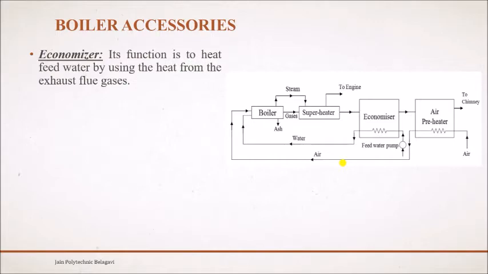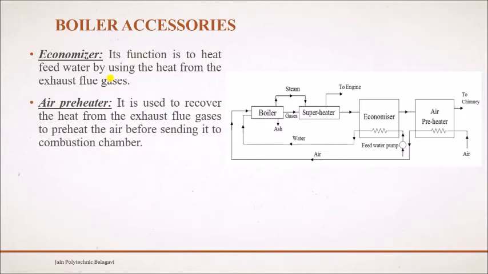The economizer is a device whose function is to heat the feed water by utilizing the heat from the exhaust flue gases. You can see here this is the economizer. It is placed in the path of the gases which are coming out from the boiler and going to the atmosphere through the chimney. What the economizer does is take the heat from these hot flue gases and heat the feed water before it is fed to the boiler. It is used to improve the economy and efficiency of the steam boiler by reducing the fuel consumption.